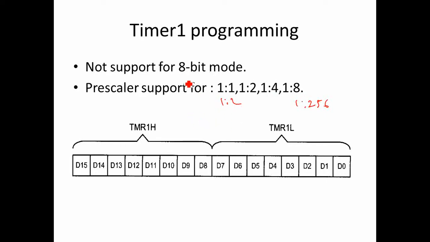Since timer 1 is 16-bit, we have a value for timer 1L and timer 1H. But unlike timer 0, we can't use timer 1L separately and timer 1H separately. We have to use the timer combining the values of timer 1H and timer 1L. In the case of timer 0, we can use either timer 0L or the combination of timer 0H and timer 0L. So timer 1 is a 16-bit mode programming, wherein you have to feed the values of timer 1H as well as timer 1L.